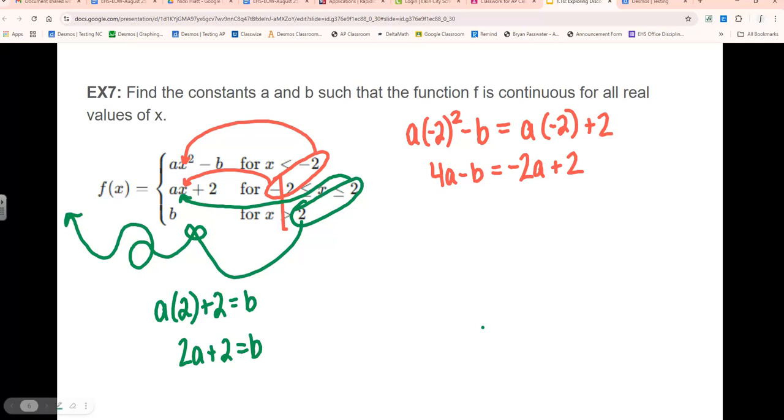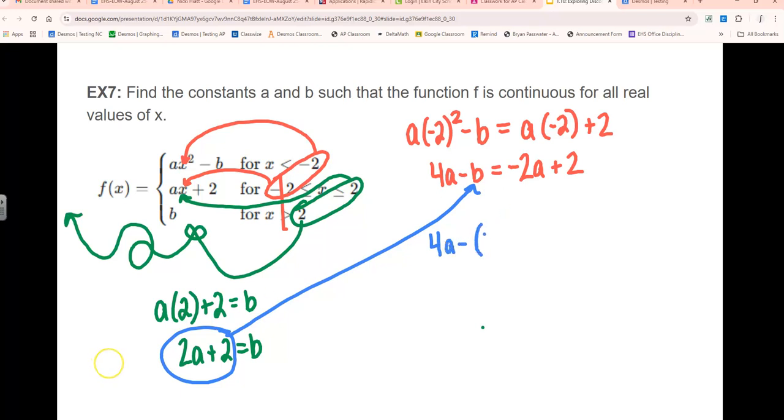But if I already know what b is equal to, if I know that b is equal to 2a plus 2, then I could go over here and I could replace b with 2a plus 2. Okay, it's called substitution. Honestly, what you have just suggested here is Math 1. Would most Math 1 kids be able to still complete this 3 years later? Probably not. But it is substitution, so we got 4a minus, make sure you put parentheses around this, 2a plus 2 equals -2a plus 2.